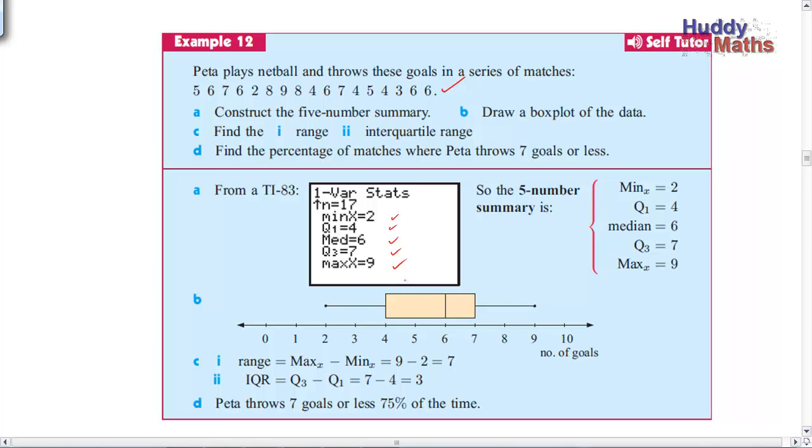So can we get the range? Yes, the range is easy enough. The range, we are supposed to do a box plot first. Okay, let's do a box plot. We see what the lowest score is, about 2 here. The upper score is 9 there. So we want to scale, let's say from 0 to 10. Number of goals. Find the minimum.